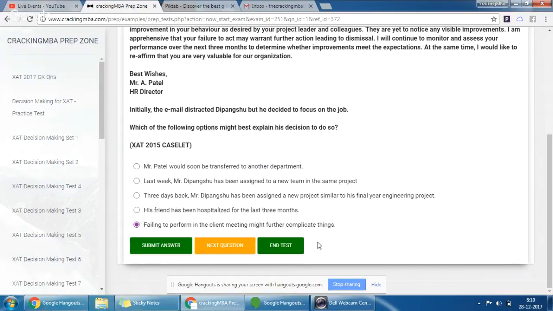Option 5, failing to perform might further escalate things. Okay, that's your option 5. Everyone good with this? Simple one, a sitter. Everyone got this right? Perfect. So let's move to the next question.